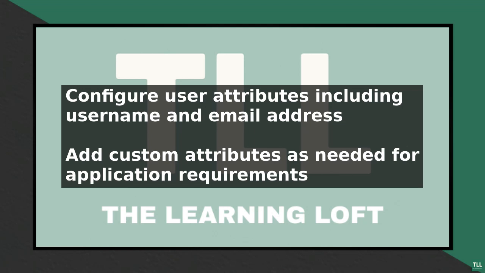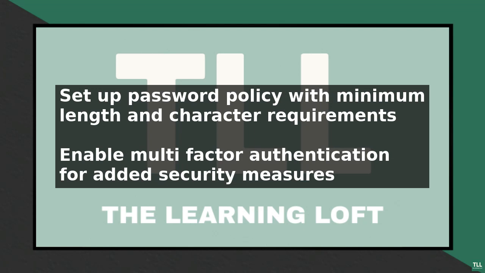After configuring the user pool settings, create an app client to interact with the user pool. Specify the app client name, and select the authentication flows you want to enable, such as username and password or social media authentication. To integrate the user pool with your application, use the AWS Amplify SDK.